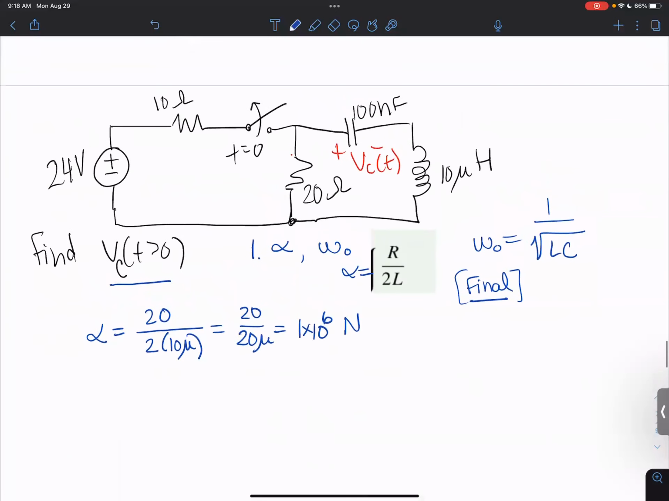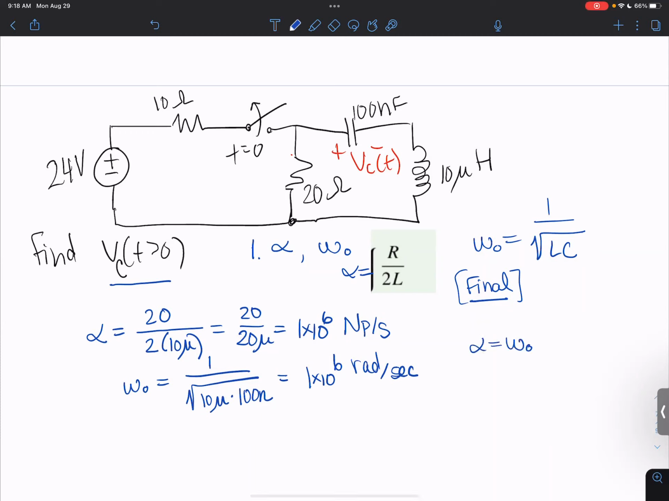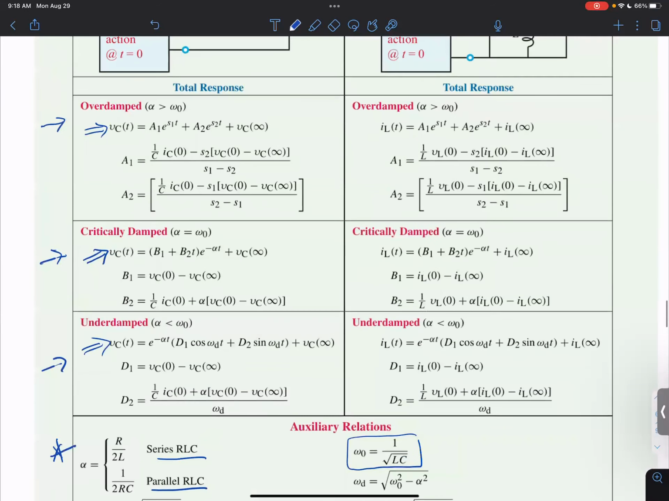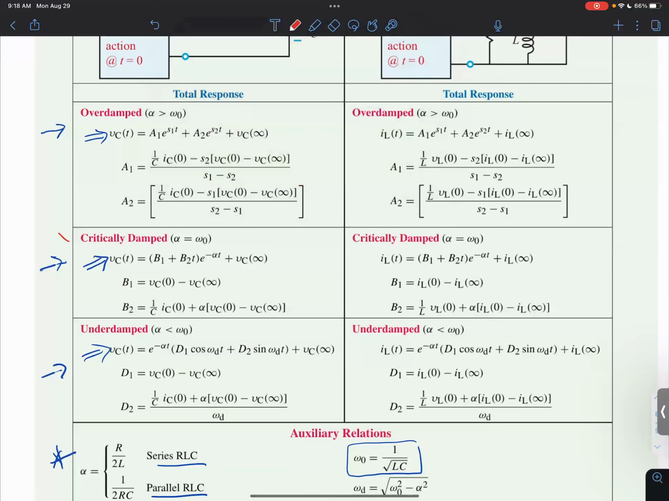NP over S. And now omega naught is 1 over the square root. L is 10 micro. And C is 100 nano. And this ends up being 1 times 10 to the 6. And these are radians per second. And so we're going to compare these two. And so what do you see here with that? They are equal. So we go up and compare, okay. Equal means that they are critically damped. So we are gonna use the critically damped equations.